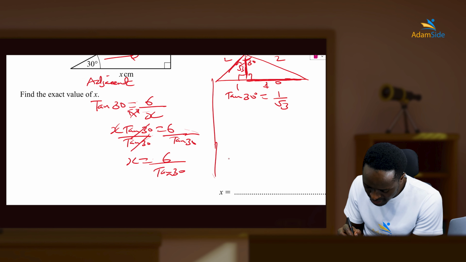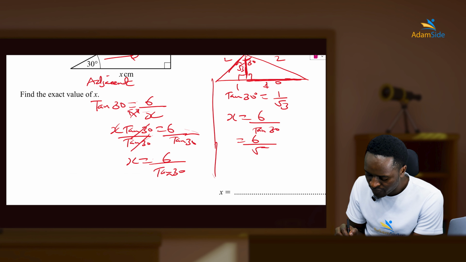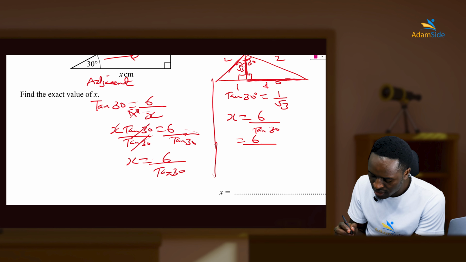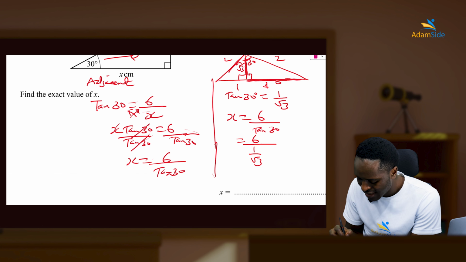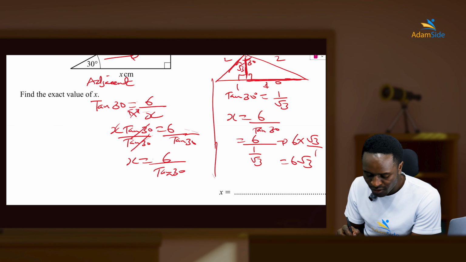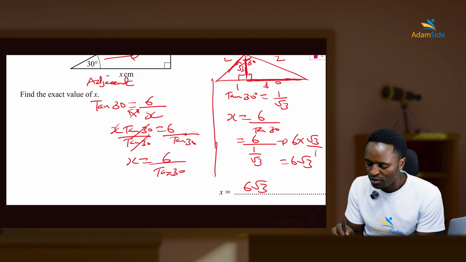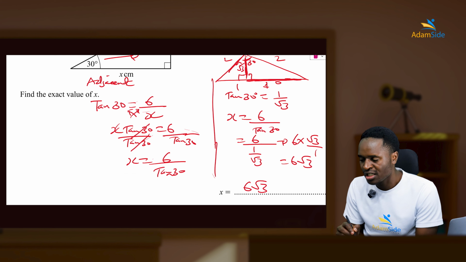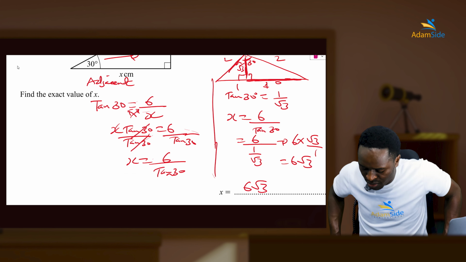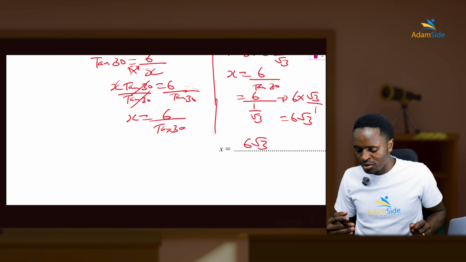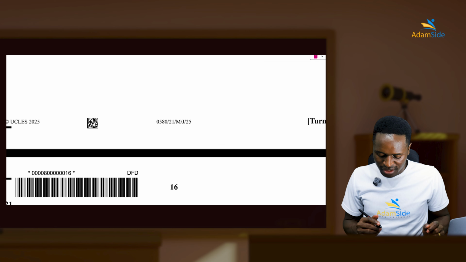So if we have x there, x is equal to 6 over tan 30. It is 6 divided by 1 over root 3. So in that case, 6 times root 3 over 1, which is the same as 6 root 3. So our answer of x is 6 root 3. Correct. So 6 divided by 1 over root 3 is the same as 6 times root 3, because you interchange: the numerator becomes denominator, and the denominator becomes numerator. You get your answer as 4 marks.